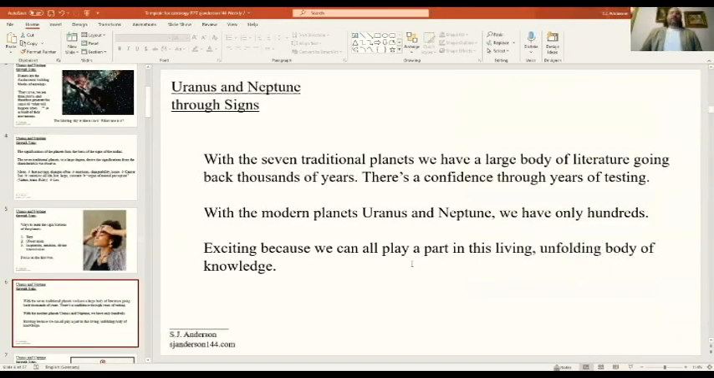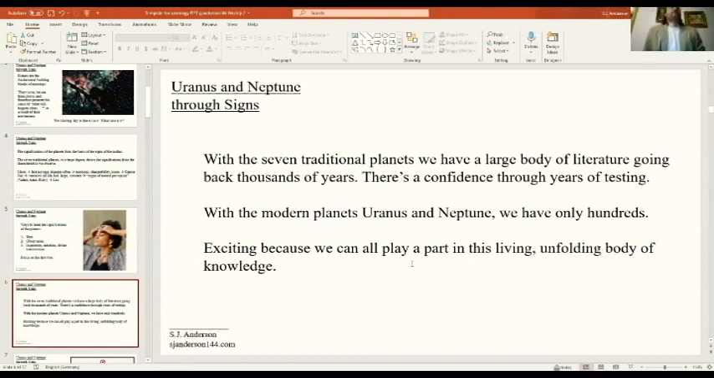And the other thing is with the 7 traditional planets, we have a large body of literature. It goes back thousands of years. And there's a certain confidence through years of testing those significations. I mean, our Hellenistic texts start 2,000 years ago, right around the turn of the millennia, the Common Era. We have many, many texts, and we don't even know how far back those go, right? They could be codifying a tradition that goes back thousands of years.